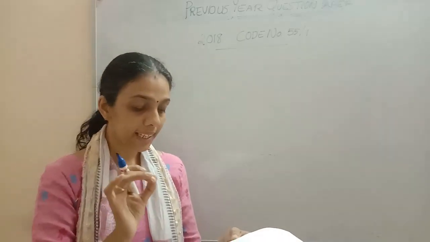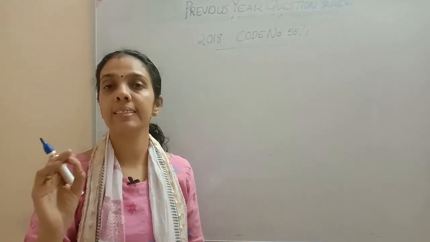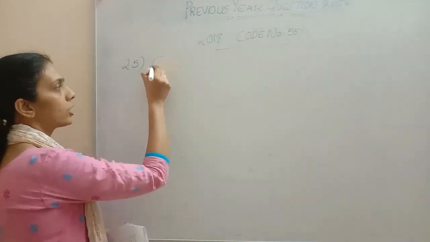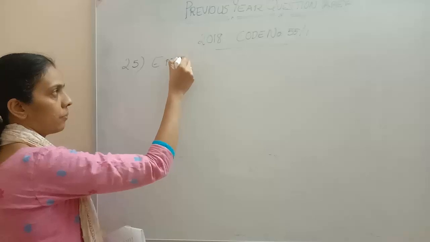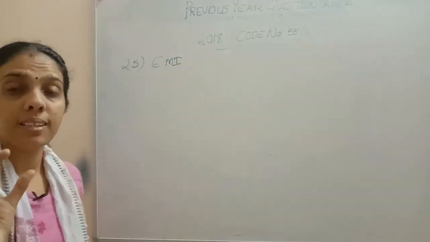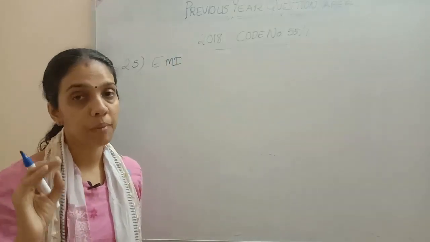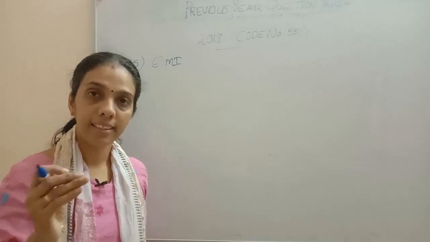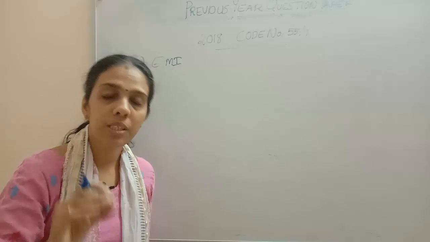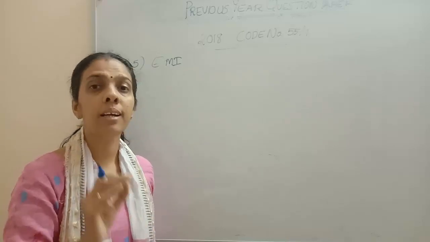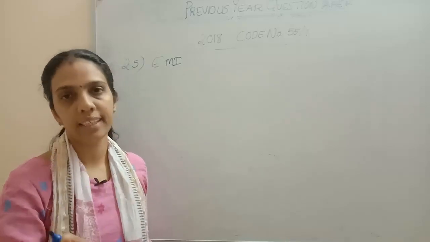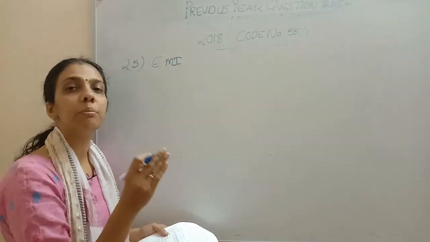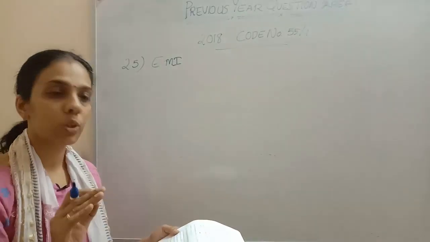So first one, state the principle of an AC generator. What is the principle of an AC generator? Electromagnetic induction. Whenever the magnetic flux linked with the circuit changes, an EMF is induced in the circuit. That is called electromagnetic induction. So when the flux linked with the circuit changes, an EMF is induced in the coil.